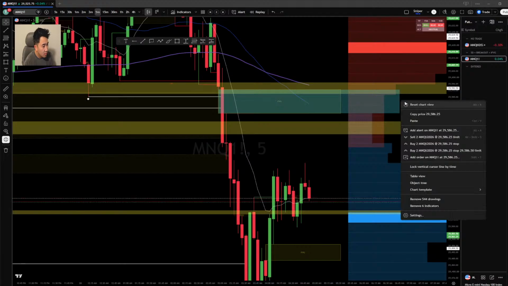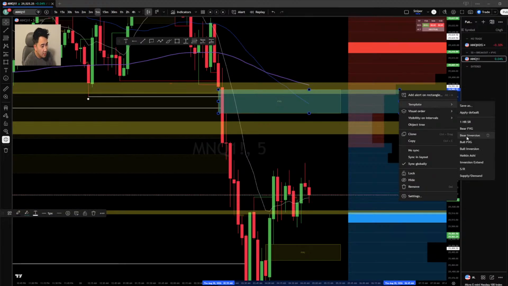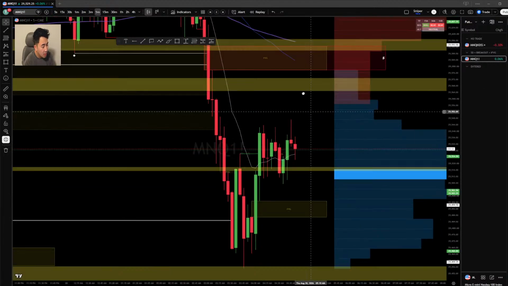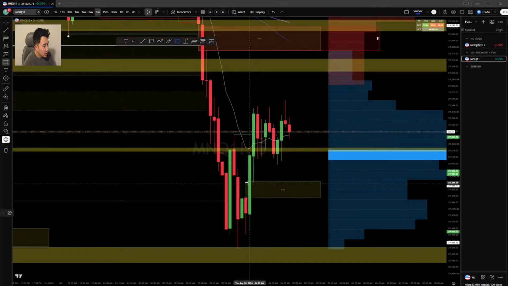Let's draw out this gap. 5-minute bearish FVG, and then we have a bullish FVG right here.